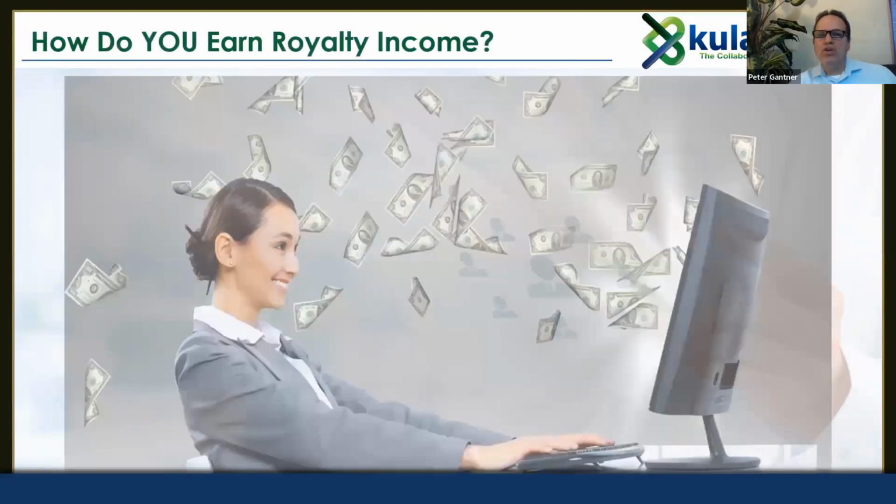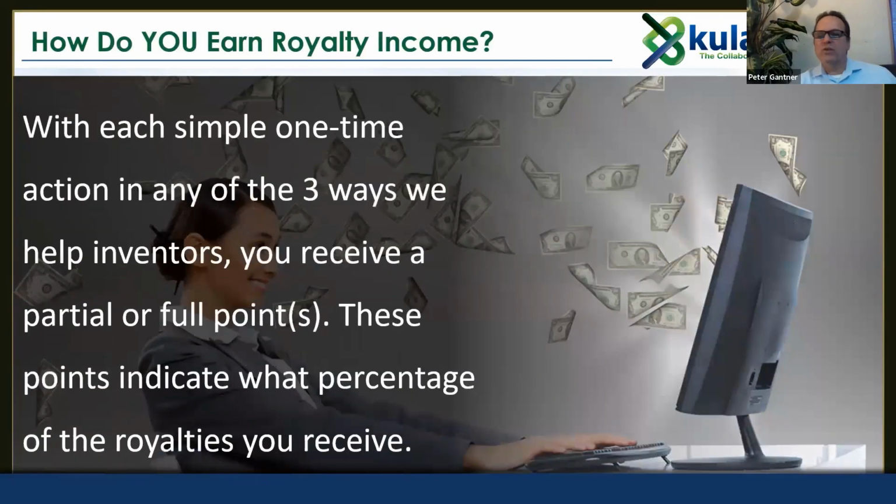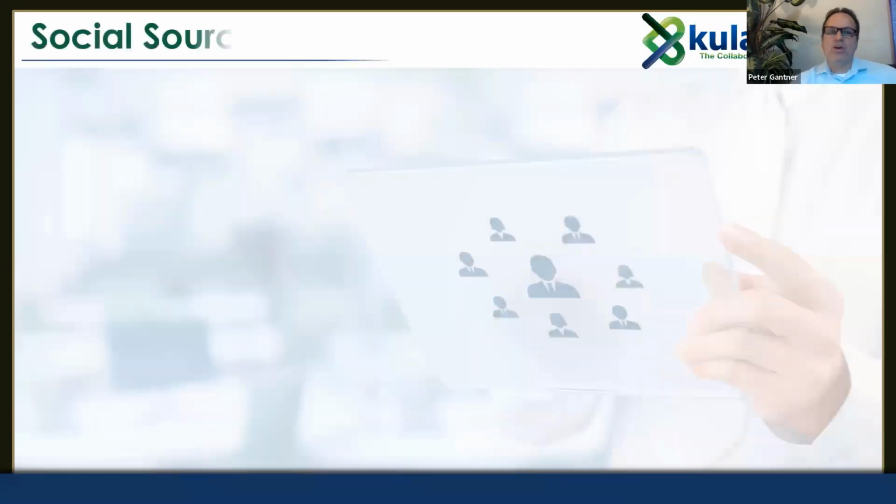So how do you earn royalties? Let's get into some real details on that side of it, okay? With each simple one-time action in any of the 3 ways, so again, 3 different ways, there are 3 different pools, and you either earn a full point or a partial point or multiple points for taking those actions in each product in each pool. And I'm going to show you a breakdown of that.